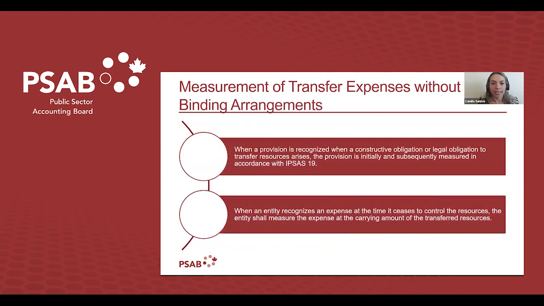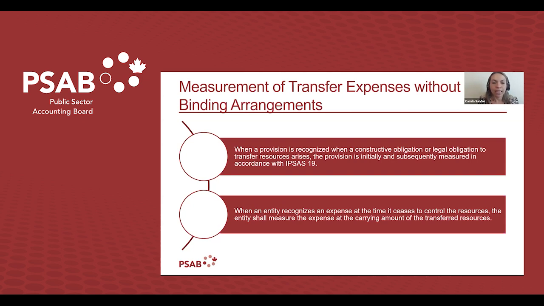Where an entity recognizes an expense and a provision, the entity measures the provision both initially and subsequently in accordance with IPSAS 19. The expense is measured at the same amount as the provision. The entity may therefore need to adjust the estimate of the provision at the end of the reporting date and may need to adjust the carrying amount to reflect the time value of money. The contra entry to any adjustment is to surplus or deficit. When the entity subsequently transfers resources, this reduces or extinguishes the provision.